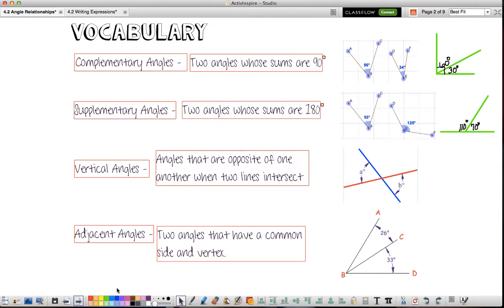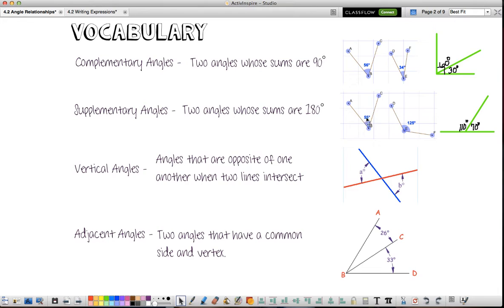So if we go back to our supplementary angles, here you have supplementary angles, but they're not connected, they're not adjacent, they're completely separate from one another. Here you have supplementary angles, but they are adjacent, they both share this line or this side in common.